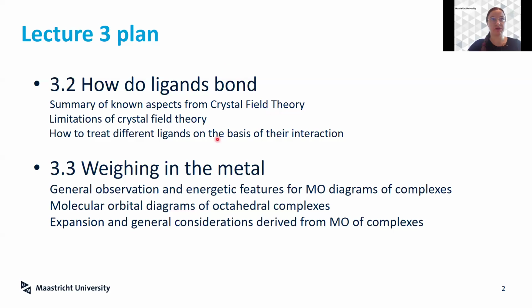Now, what are we going to do here? Again, divided in two big videos for consistency's sake. We're going to go through how ligands bond conceptually, what would be the thing that makes a ligand bond to a metal, and then weighing in on the metal to actually construct an approximation of molecular orbital diagrams for complexes. And this is going to lead us into all the considerations that bring everything together.